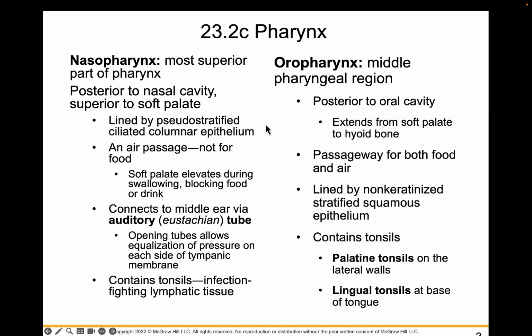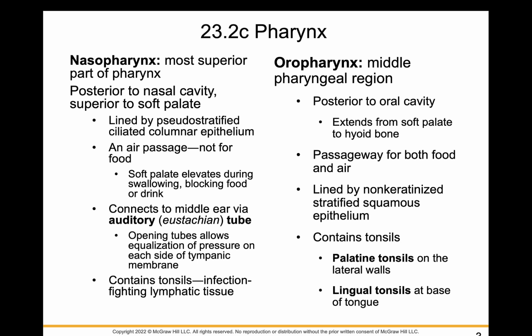The nasopharynx is the most superior part of the pharynx. It's found posterior to the nasal cavity, yet superior to the soft palate. The nasopharynx is lined by pseudostratified ciliated columnar epithelial tissue. The important thing to remember here is it is a passageway for air, not for food, unlike the other regions of the pharynx. As we swallow, the soft palate will elevate and block food or drink from entering.